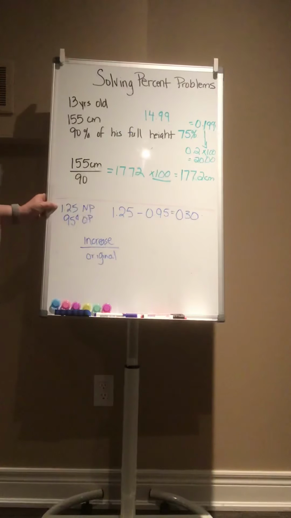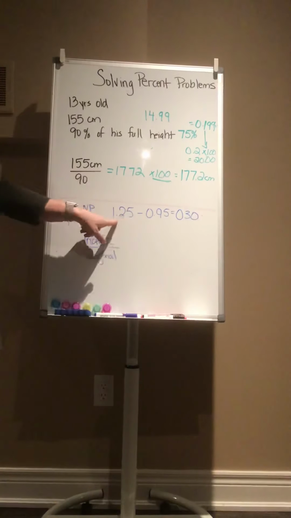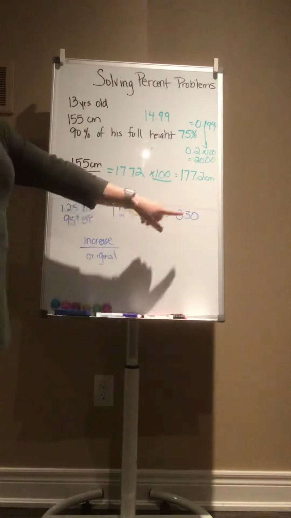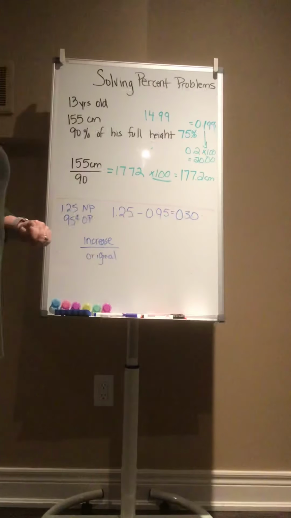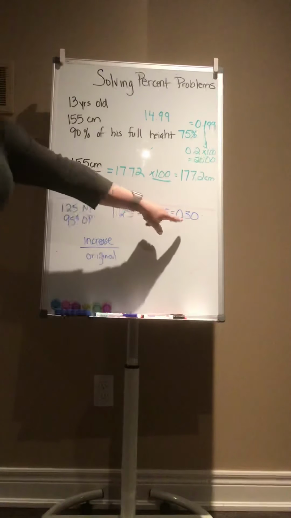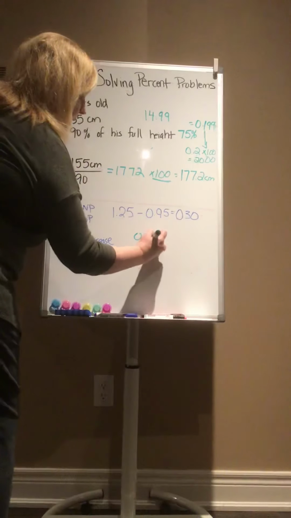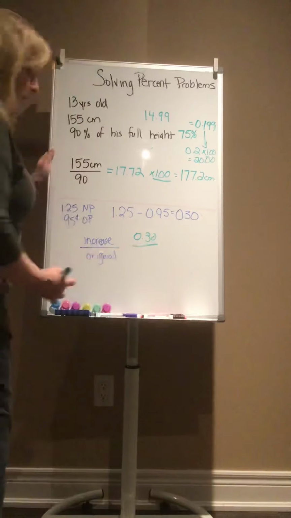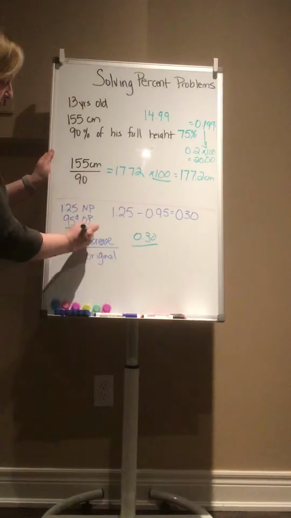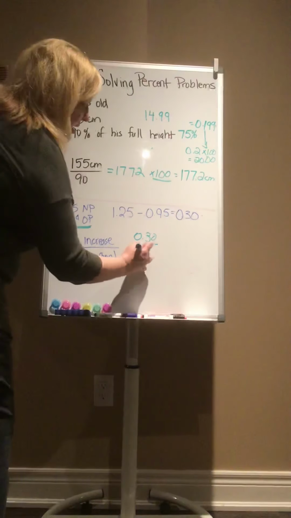So the new price for milk is $1.25. The old price for milk is 95 cents. If I take the new price, I subtract the old price, I get a 30 cents difference. So I'm going to take that increase, which is 30 cents, and I'm going to divide it by the original price, which is 95 cents.